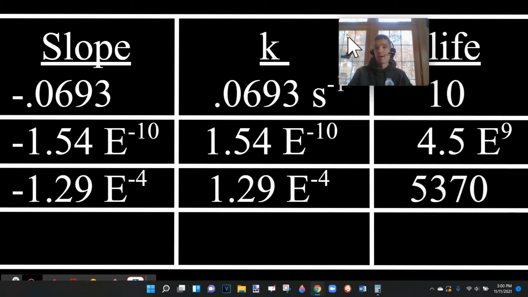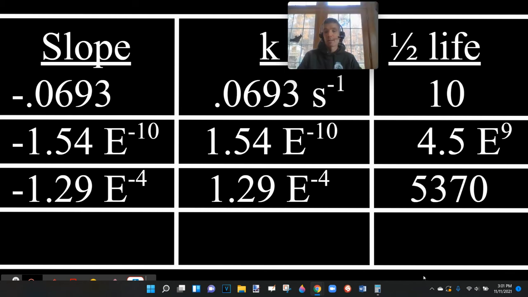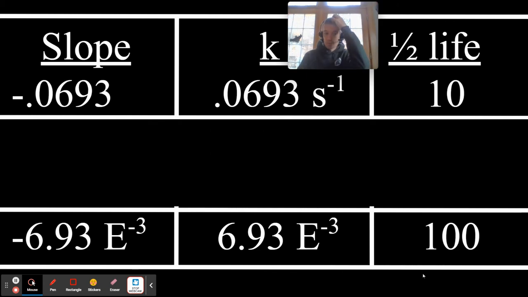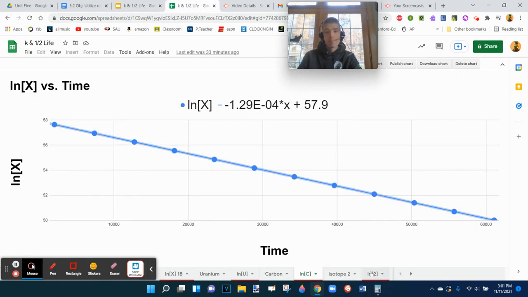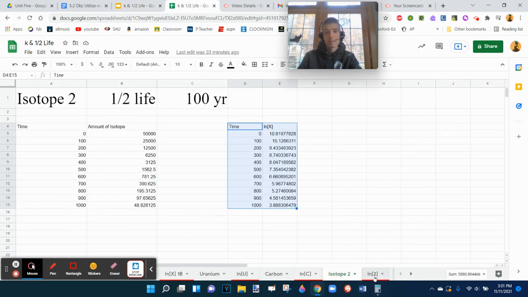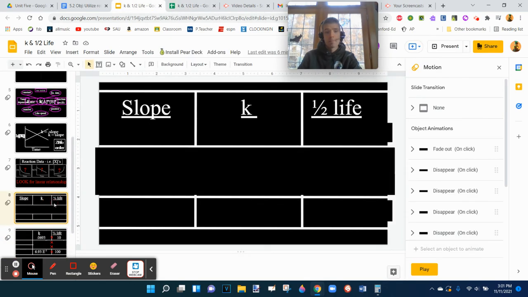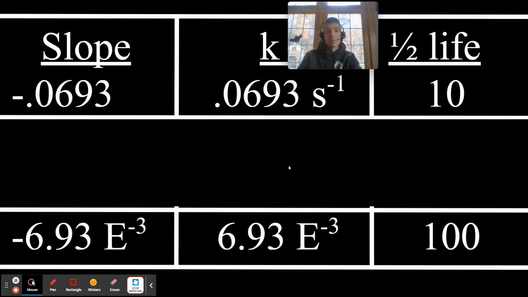I'm going to try to make the pattern a little clearer. If I make the half-life 100, this 0.0693 comes up again. Here it's just e to the negative third. Here's my isotope 2. I did it, and there it is. That's really interesting.